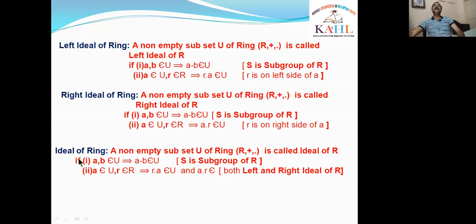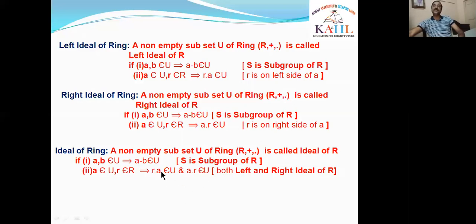What is the definition of ideal? The writing is the same for this one also. A non-empty subset U of a ring R, plus, dot, is called an ideal of R if the first bit is the same: a, b belongs to U implies a minus b belongs to U. The first bit of left ideal, right ideal and ideal are all the same. What about the second bit? a belongs to U, r belongs to R. Then r dot a belongs to U and a dot r also belongs to U.